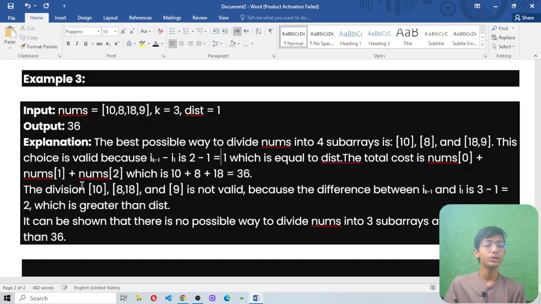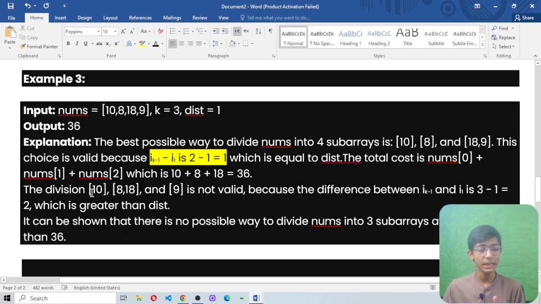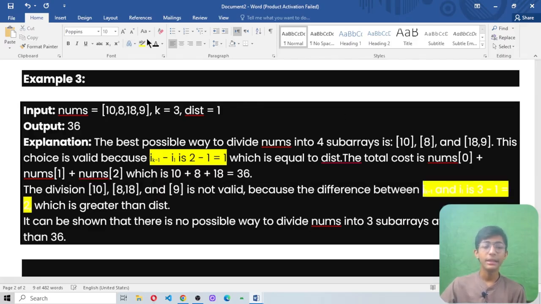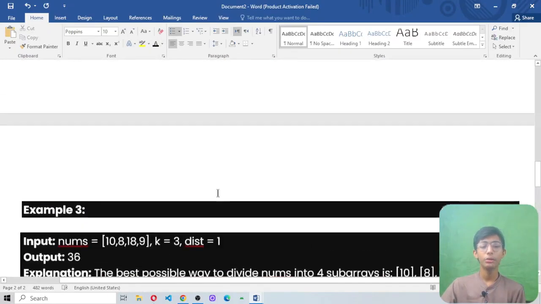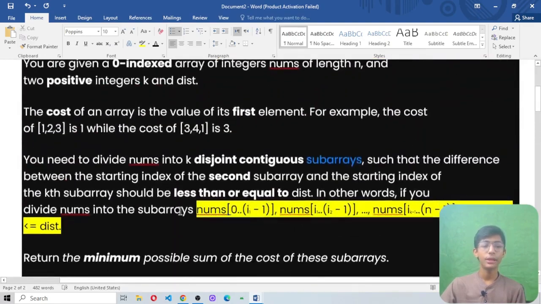This choice is valid because this formula is equal to dist, and the total cost is nums[0] plus nums[1] plus nums[2], which is 10 plus 8 plus 18, equal to 36. The division 10, 8, 18 and 9 is not valid because the difference in this formula is greater than dist. It can be shown that there is no possible way to divide nums into 3 subarrays at a cost lower than 36, and there are some constraints also included. I hope you understand the question with an example.